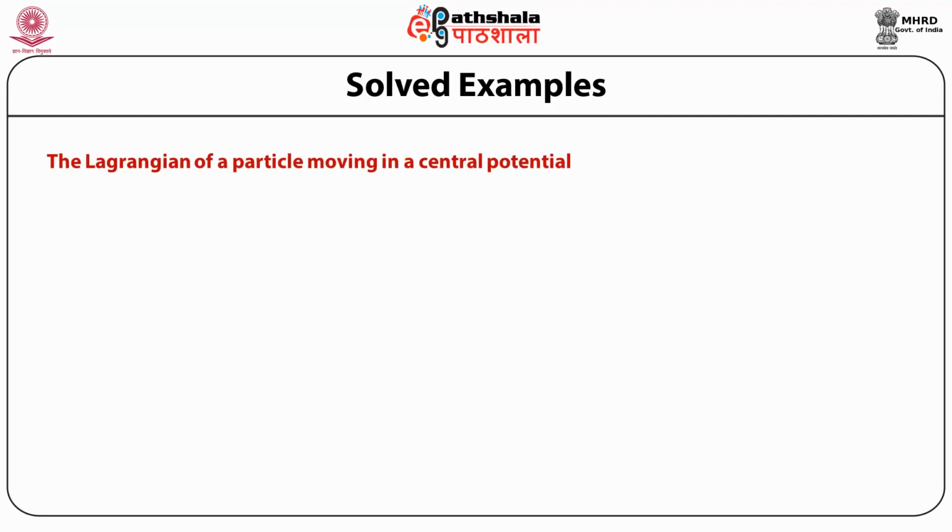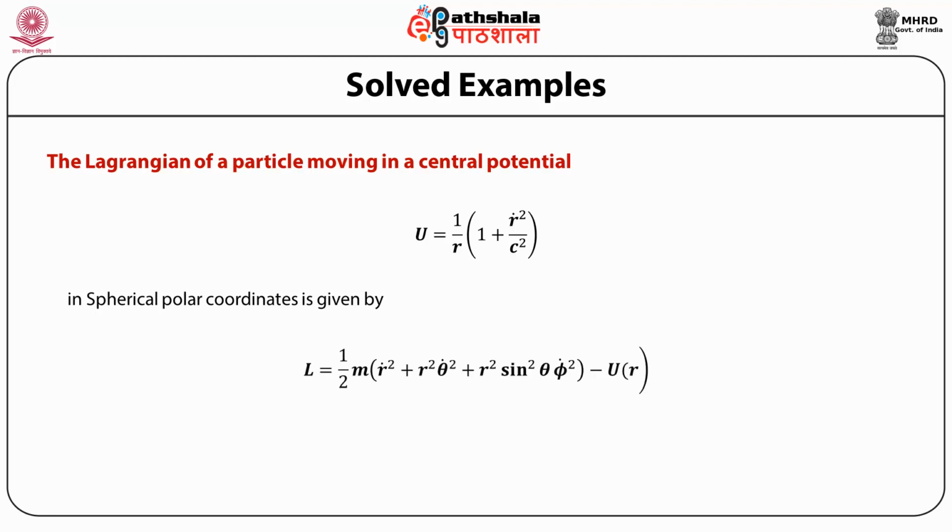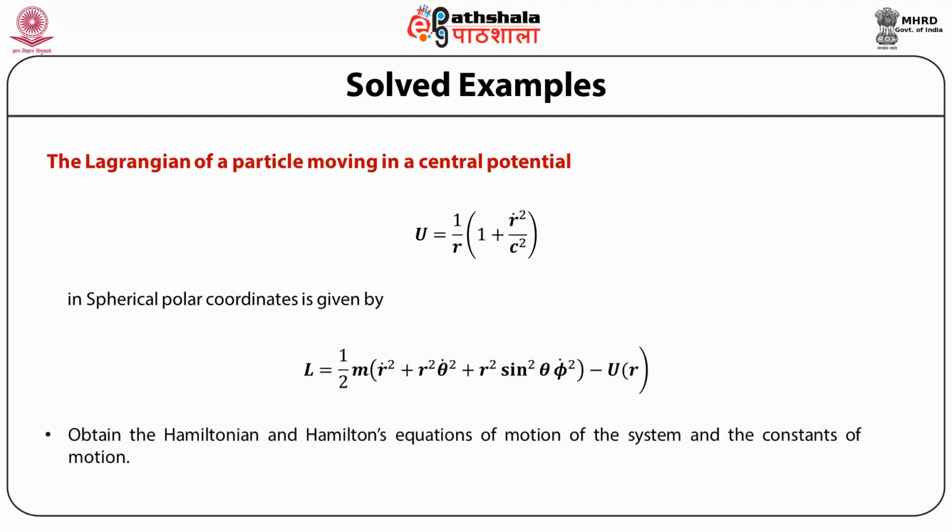Now let us consider the case where a particle is moving in a central potential U, which is given as 1 upon r multiplied into (1 plus r dot squared by c squared). That is, the potential depends on the velocity. Now let us consider the spherical polar coordinates, where the Lagrangian is given by L equal to half m (r dot squared plus r squared theta dot squared plus r squared sin squared theta phi dot squared) minus U of r. Now, given the Lagrangian and this specific form of the potential, we have to obtain the Hamiltonian and the Hamilton's equations of motion, and we have to find out what the constants of motion are.